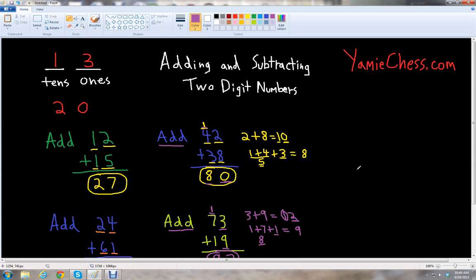Okay, so now we're going to look at subtracting two-digit numbers. And with subtracting, it is similar, but a little bit different, because when subtracting, you're taking away instead of adding or getting larger. So let's take a look at an example.